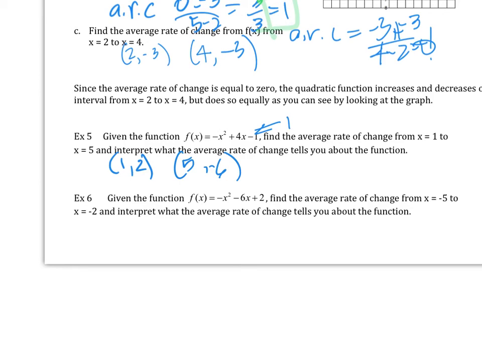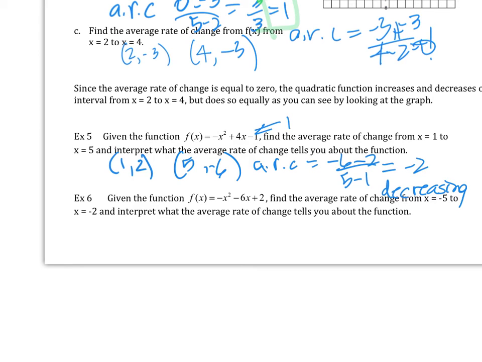So now we are calculating the average rate of change between those two. Negative 6 minus 2 over 5 minus 1. What do we get? Negative 8 over 4. So we get negative 2. What does that tell us about the function? We are decreasing in that interval.